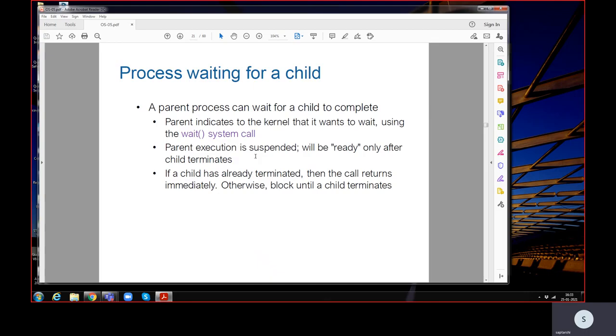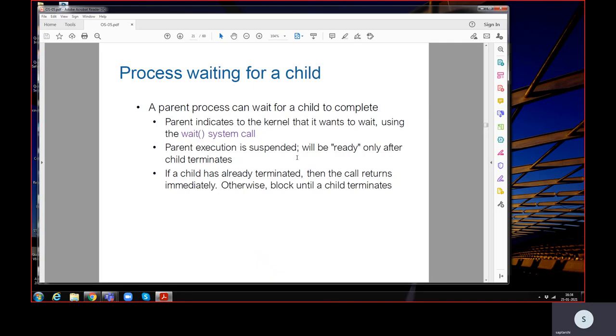Now there is one special case here. Suppose the parent created the child and immediately after creating the child, the parent was swapped out or deallocated from the CPU. Some other processes ran, the child also ran, and let's say the child completed before the parent could execute the wait system call.